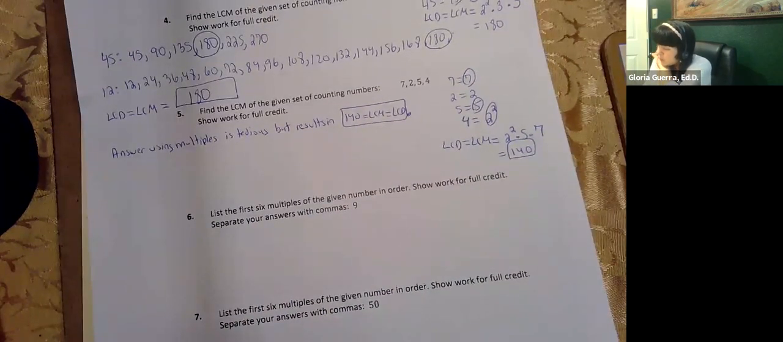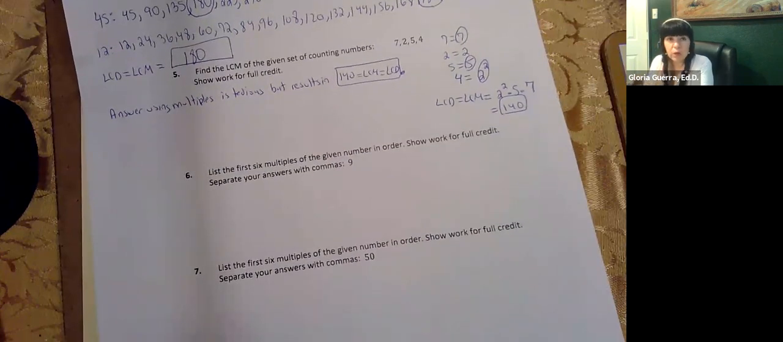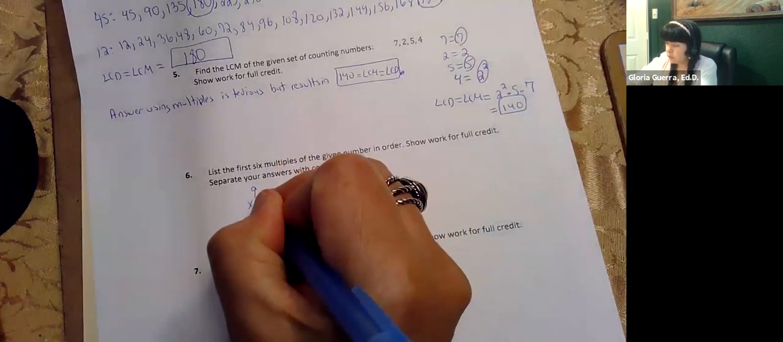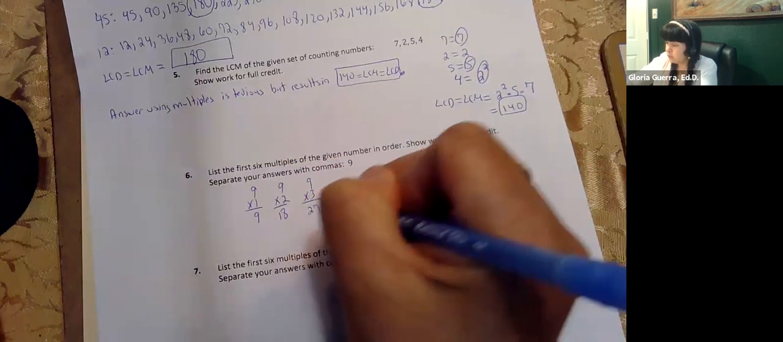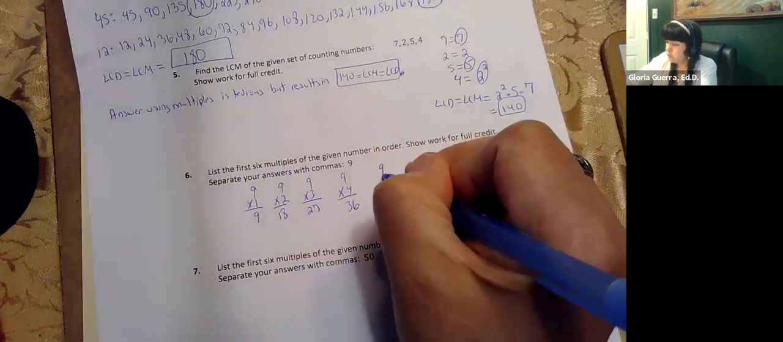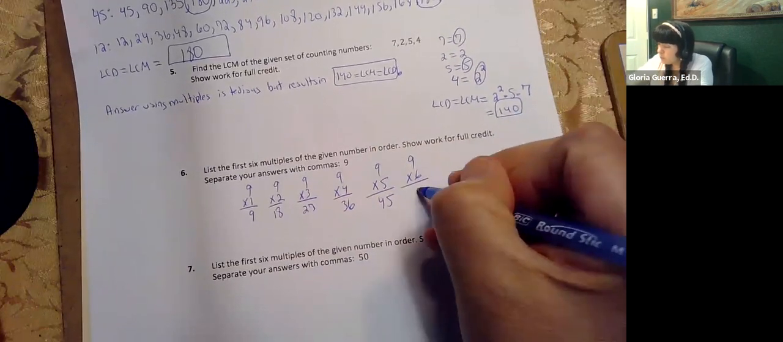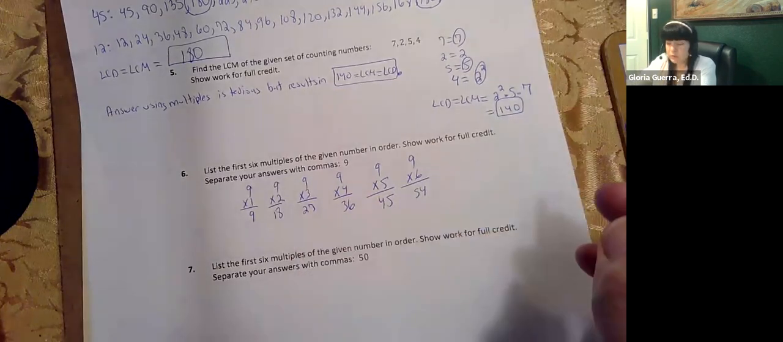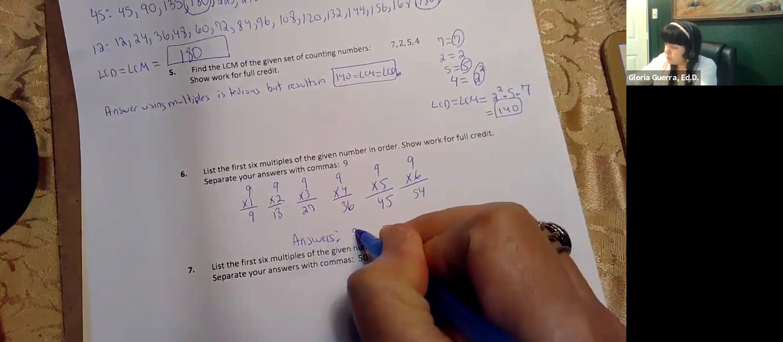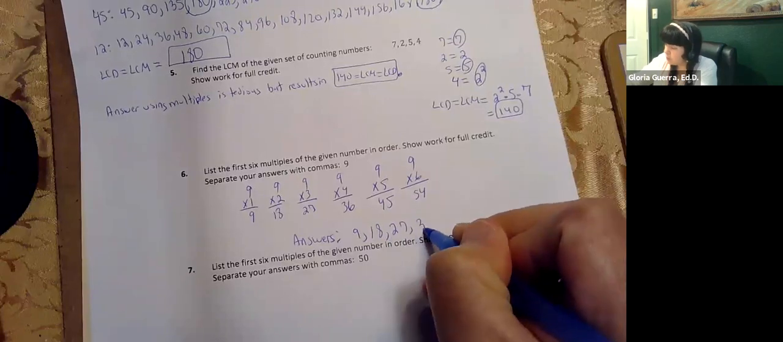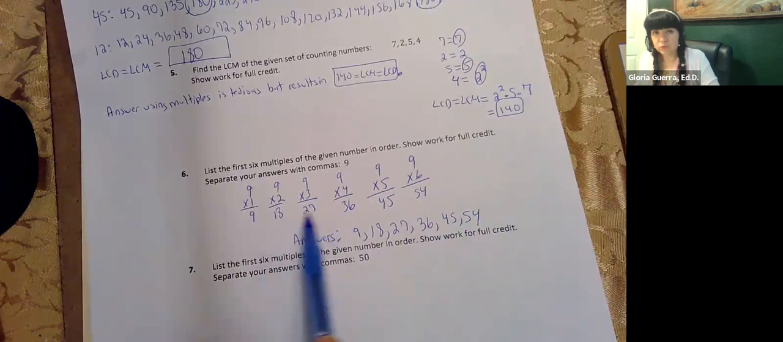And then six says, list the first six multiples of the given number, which is nine, and show some kind of work for credit. And separate your answers with commas, like on the computer, you would do that. So nine times one is nine. Nine times two is 18. Nine times three is 27. Nine times four is 36. Nine times five is 45. Nine times six is 54. Okay, so these are all your answers. Separate your answers with commas, so in the computer you would put 9, 18, 27, 36. But as far as showing your work for full credit, here's your work for that.